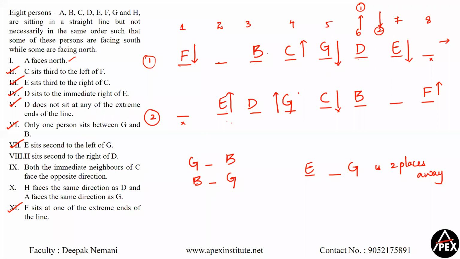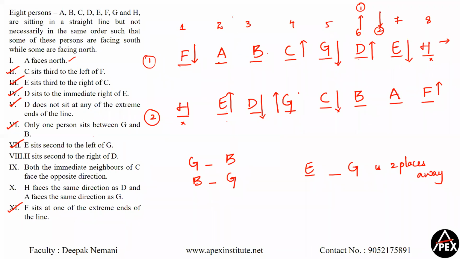Okay, H sits second to the right of D. This is only possible when D faces this direction and H here, and D faces this direction and H here, and we are only left with A. So A will be sitting here and A will be sitting here. And now we have the positions of these 8 people.